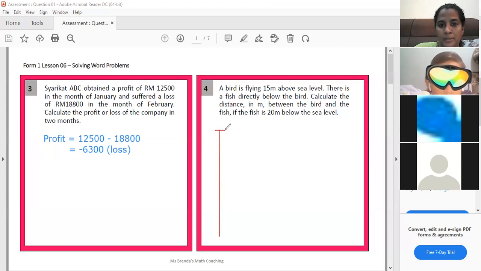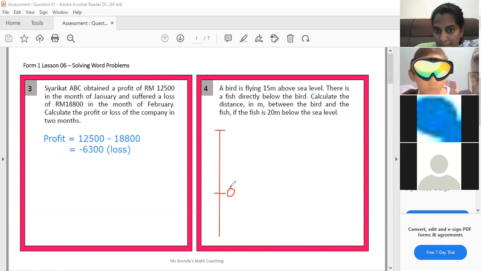So where is your bird? Here. Your bird is up here. Okay, sea level. Sea level is 0. All right. And where is your fish? 20 meters below the sea level. So go down. Negative 20 meters.